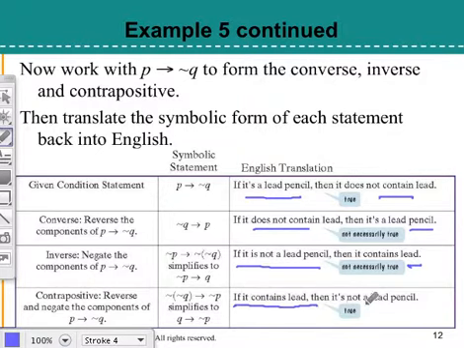Look at the last statement. If it contains lead, then it is not a lead pencil. If it contains lead, well, my fishing weight is made up of lead, right, it contains lead, then it is not a lead pencil. Well, that's true. If it contains lead, then it's not a lead pencil. That makes sense. Now remember, a lead pencil, we're understanding that as something that contains graphite. Okay? Keep that in mind.